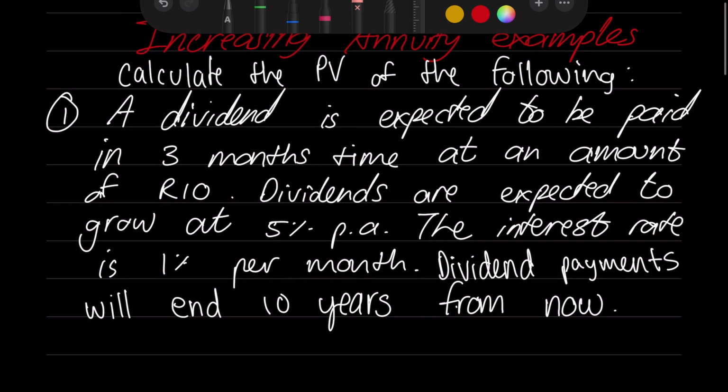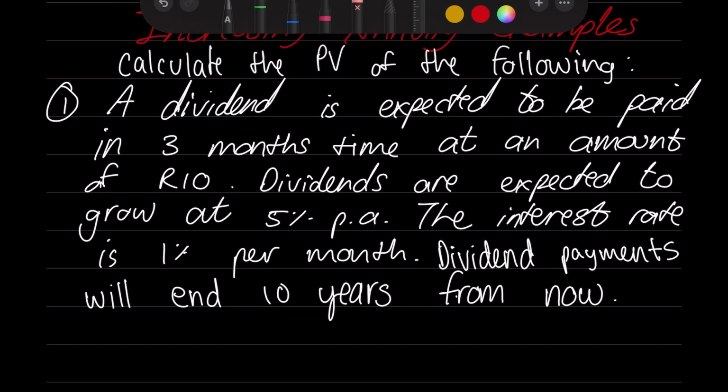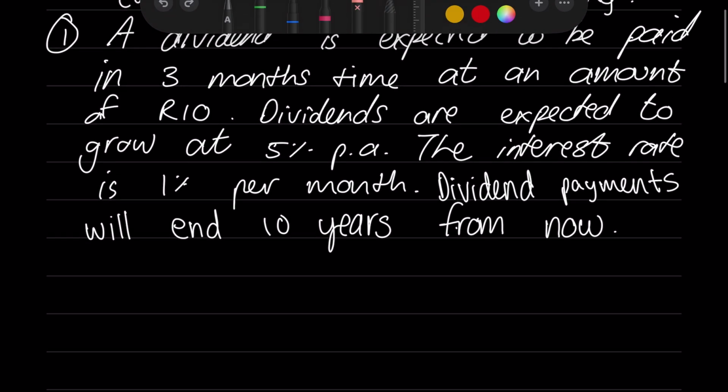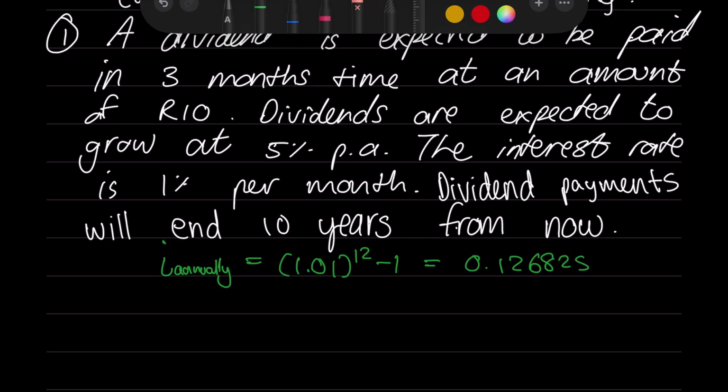And then I noticed straight away that we're given an interest rate per month when we're working with per annum. At least the growth rate is per annum. So let's quickly change the interest rate into per annum. Pop that in the calculator. Remember to carry on as many decimals as you can.